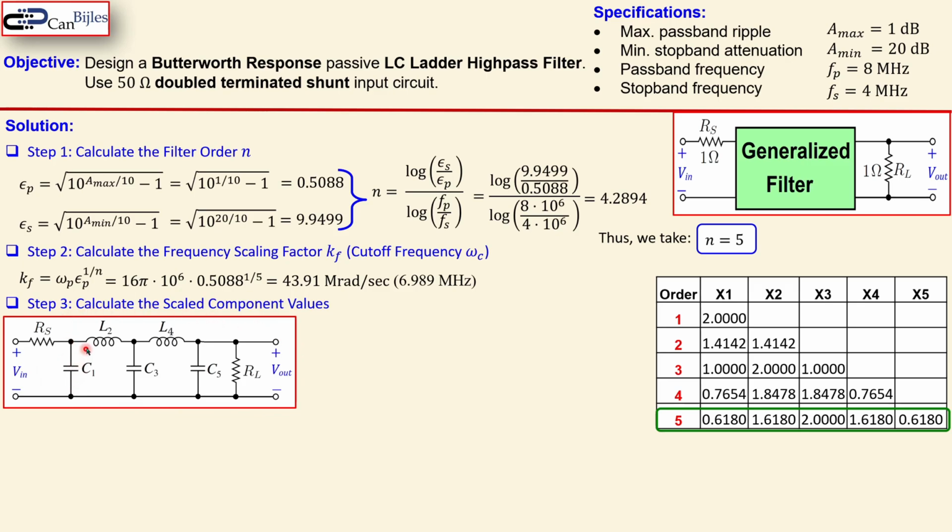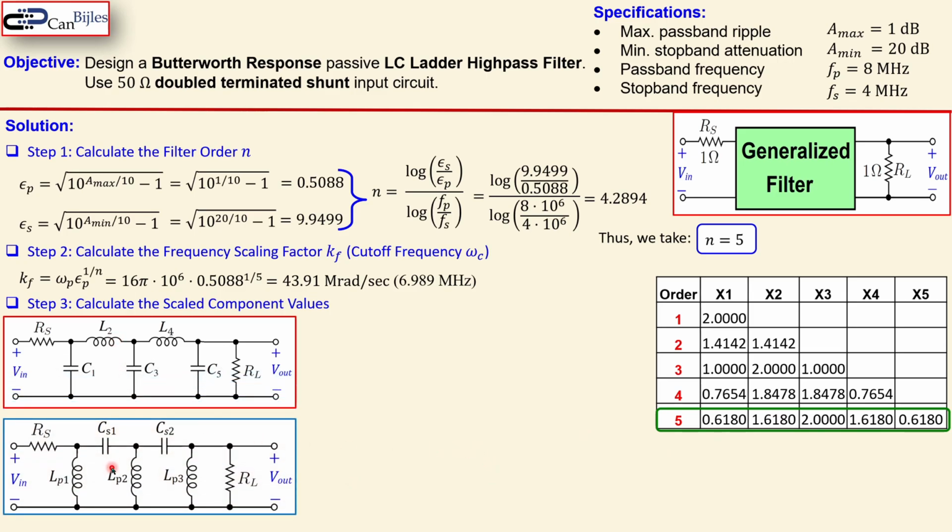You see the C1, L2, C3, L4 and C5. Those are X1, X2, X3, X4 and X5, so they're actually in this order. Again, they are all normalized. So there's 1 ohm, 1 ohm, and this C1 has a value of 0.618 farads, and the L2, which is the value here, is 1.6180 henries, etc.